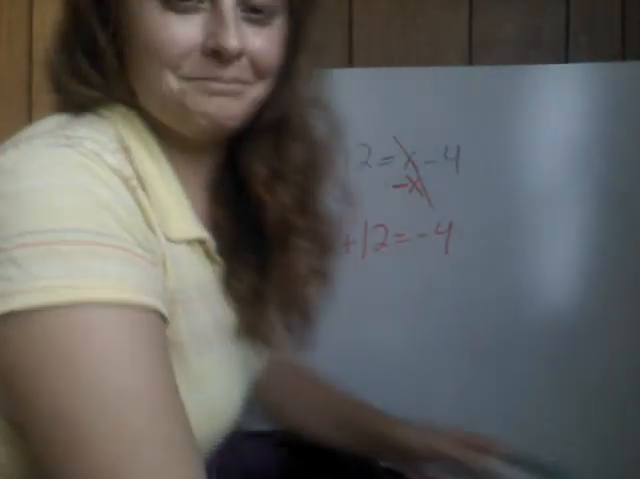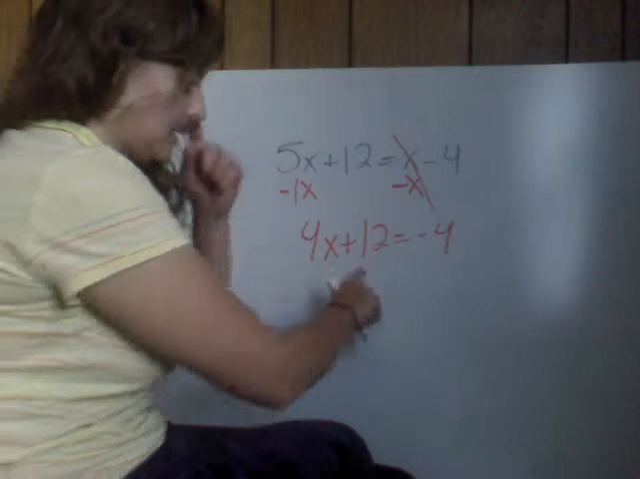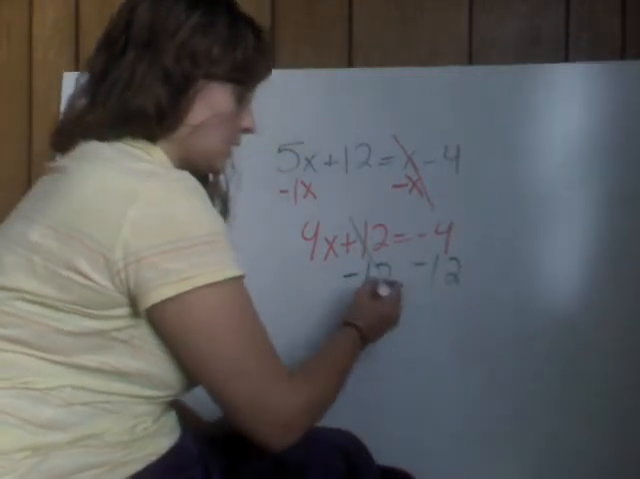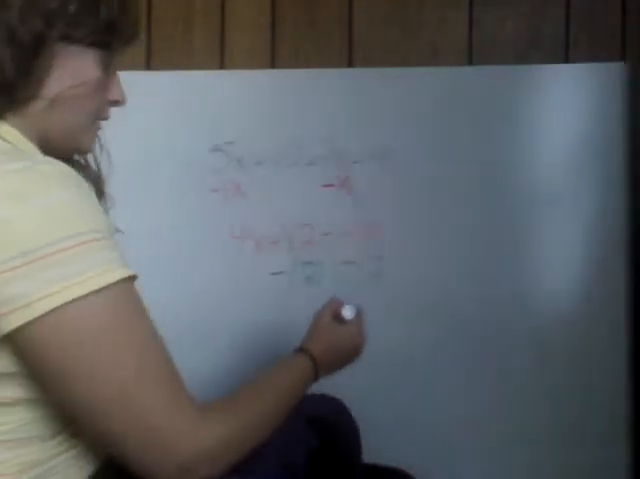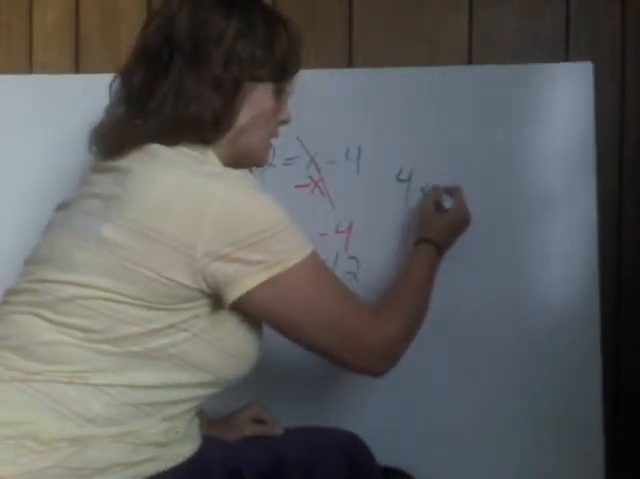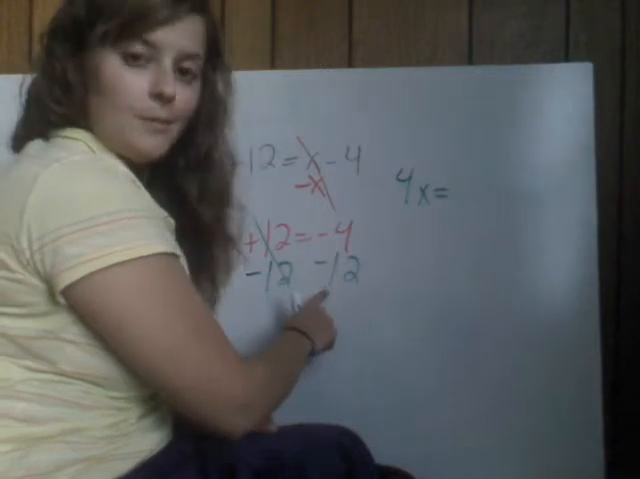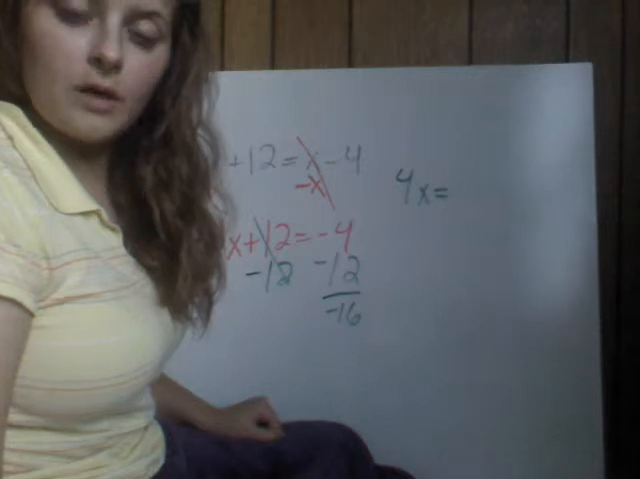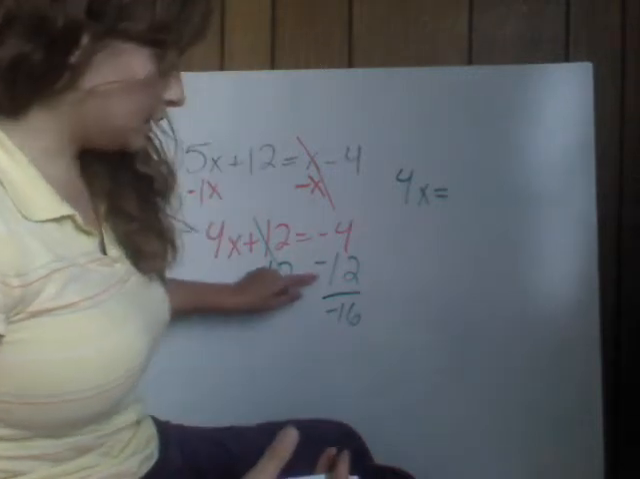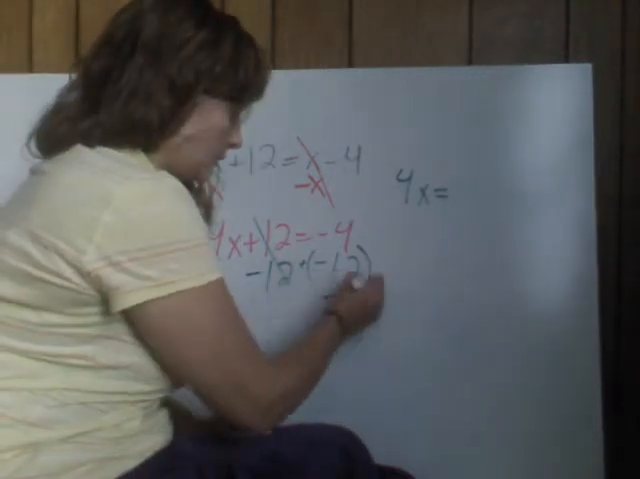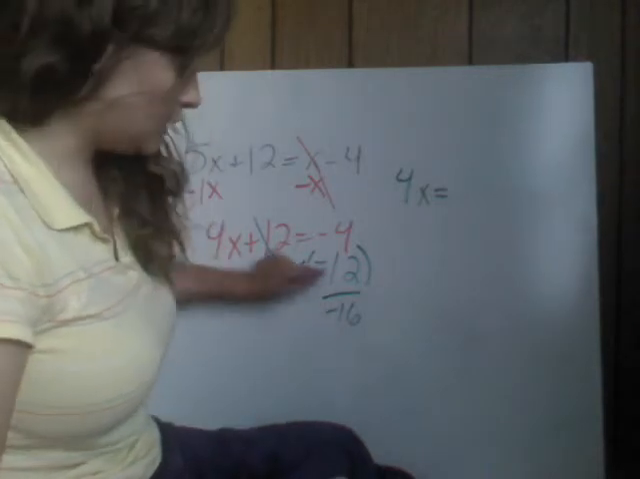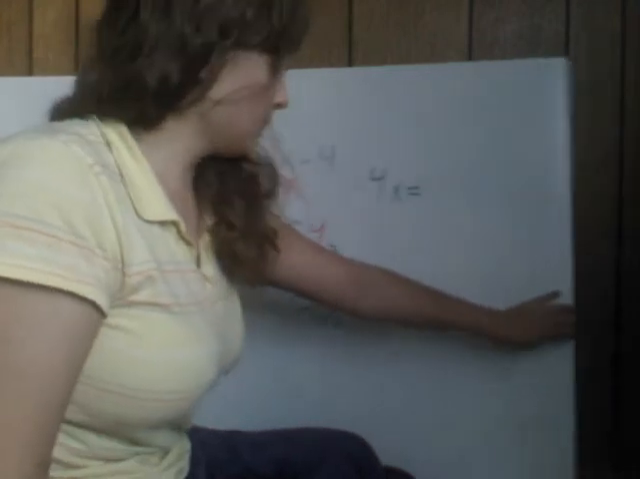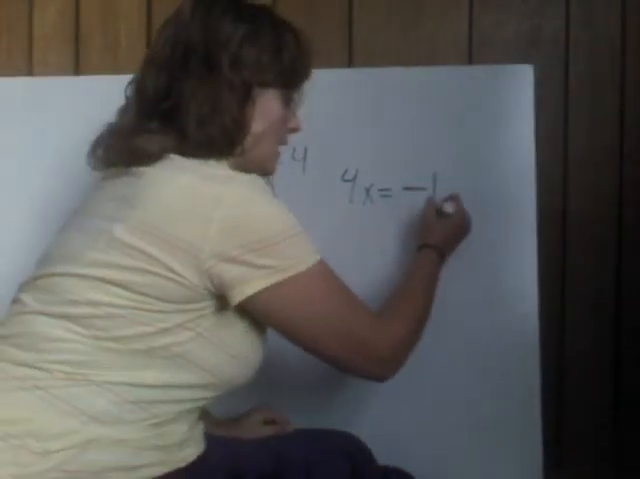Next color. Now we want to get the numbers on this side, so I'm going to subtract 12 from both sides. This side cancels out, and now I have 4x is equal to negative 4 minus 12, which is negative 16. A minus and a minus, because you're adding this, but it's still subtracting, so it's negative 16. So I have 4x is equal to negative 16.